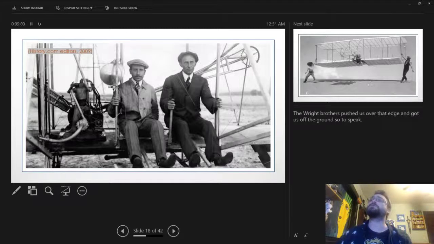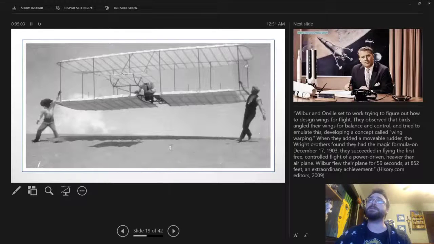Again, the Wright brothers pushed us over that edge and got us off the ground, so to speak. Wilbur and Orville set to work trying to figure out how to design wings for flight. They observed that birds angled their wings for balance and control and tried to emulate this, developing a concept called wing warping. When they added a movable rudder, the Wright brothers found that they had the magic formula on December 17th, 1903. They succeeded in flying the first free-controlled flight of a power-driven, heavier-than-air plane. Wilbur flew the first plane for 59 seconds at 852 feet, an extraordinary achievement, says History.com editors, 2009.